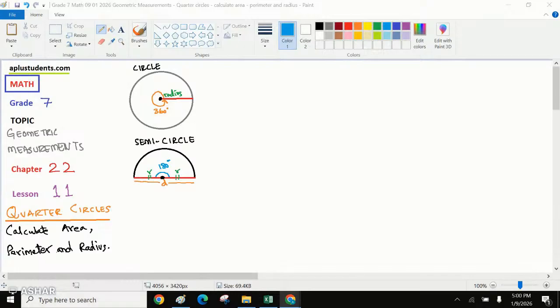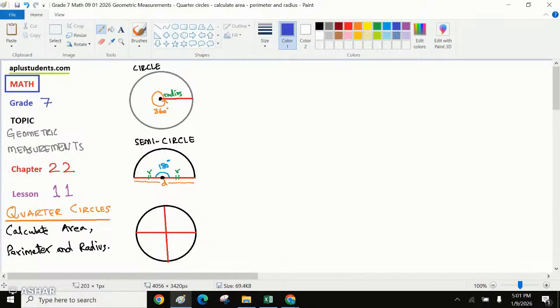We are looking at quarter circles today. So we saw the circle is 360. A semicircle would be 180. And let's look at a quarter circle. How can we get a quarter circle? A circle can be broken down into 4 segments. Let's say from the center, we break down the circle into 4 segments, right? Each segment is a quarter. So we have 4 quarters in a circle, right?